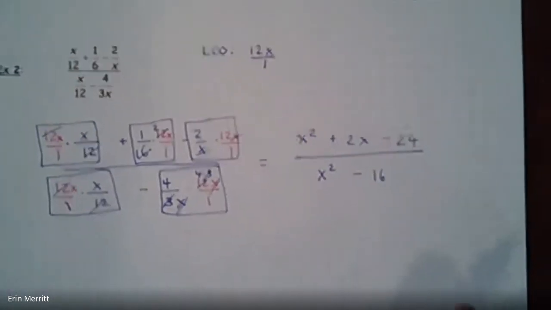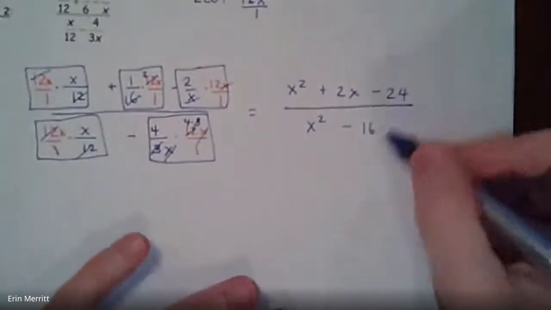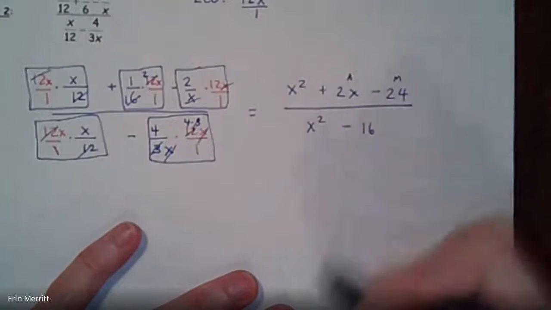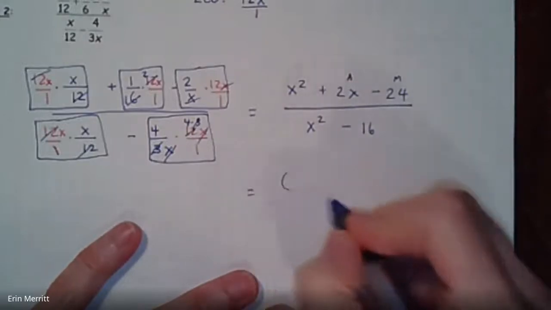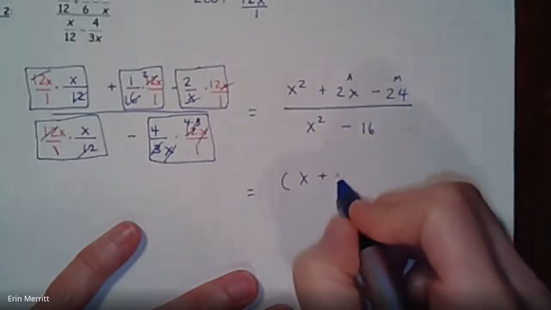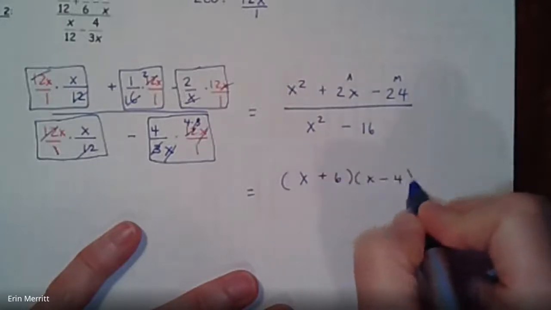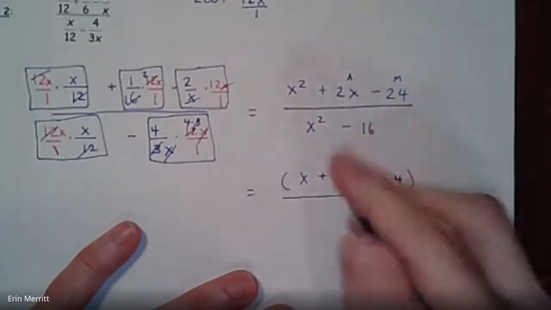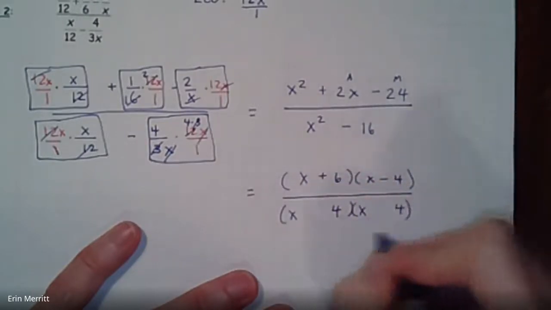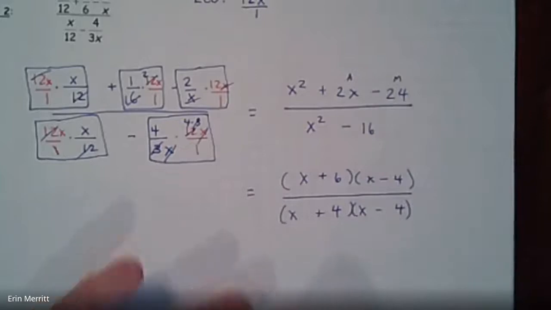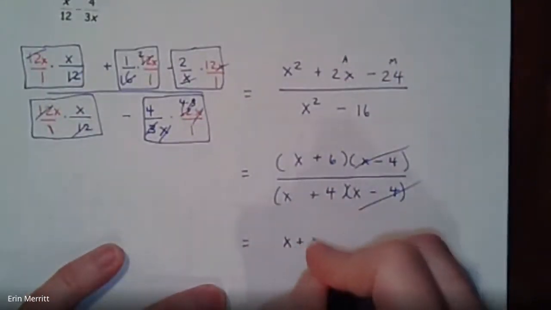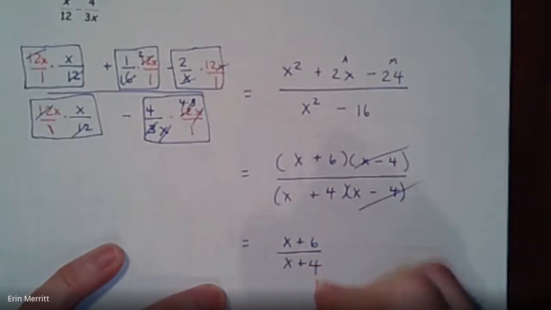At this point, now we're just trying to factor and simplify this. This is a little add multiply guy. This is some difference of squares. So the numerator, let's see, to get 24, we're going plus 6 and minus 4. In the bottom, square root of x squared, square root of 16, 1 plus 1 minus. There goes that common factor, and we are left with x plus 6 over x plus 4.